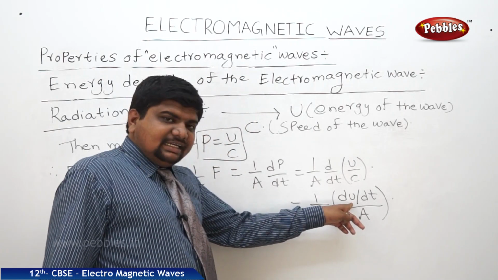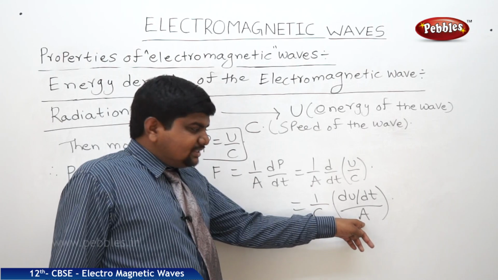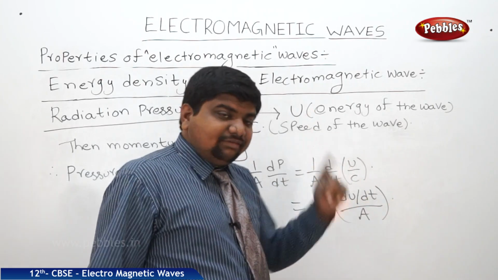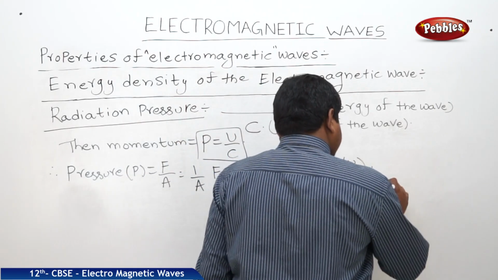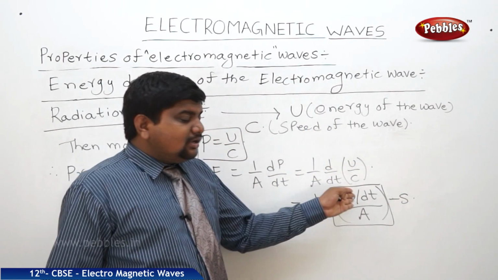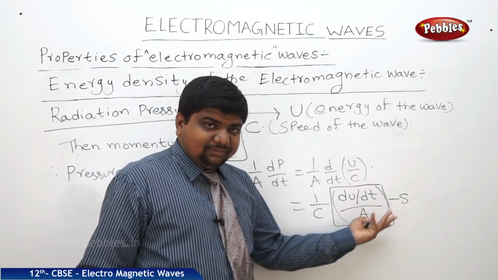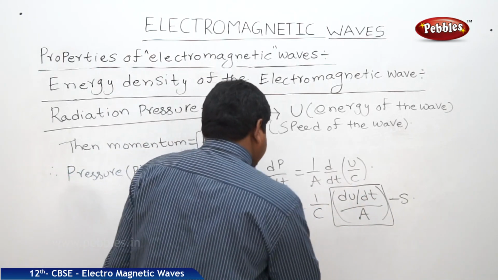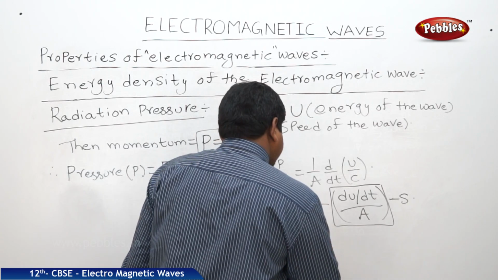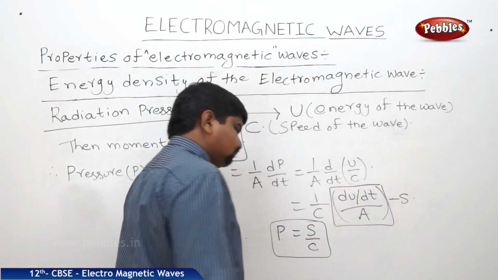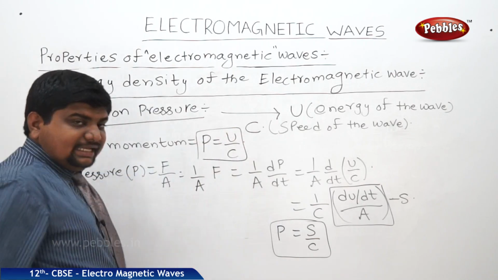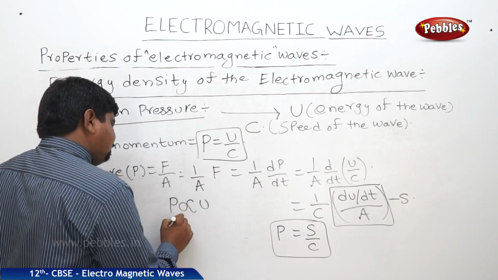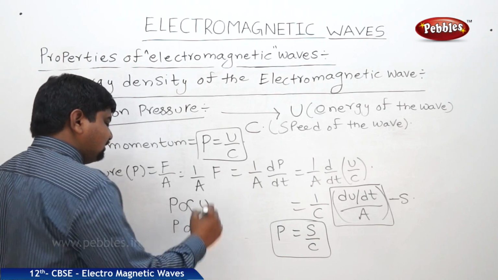So what is this? Energy transferred per unit surface area in unit time is dU by dt by A. It is represented by the Poynting vector. Poynting vector definition: energy transferred on or falling on unit surface area in unit time is called Poynting vector, which is 1 by mu naught into E cross B. So we can write S in this place. Therefore, pressure is equal to S by C. Momentum is equal to U by C, pressure is equal to S by C. So momentum is directly proportional to energy, and pressure is directly proportional to the Poynting vector.